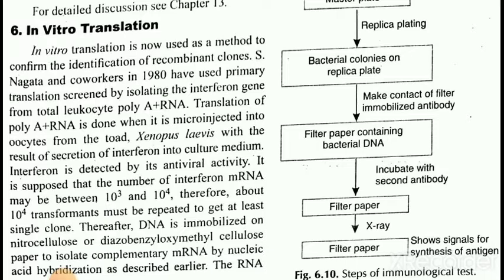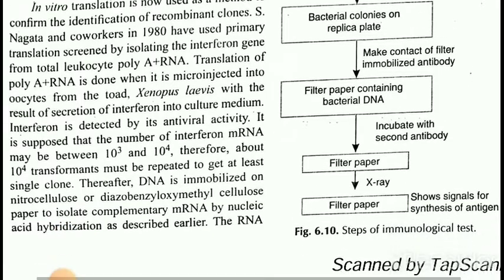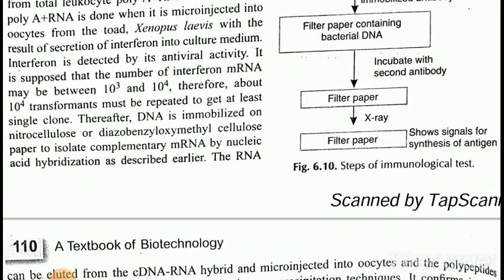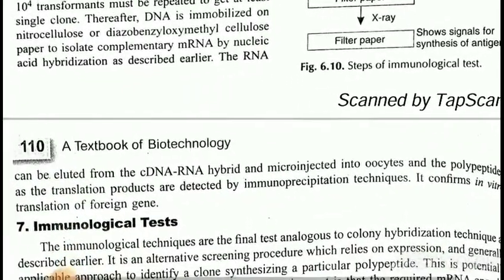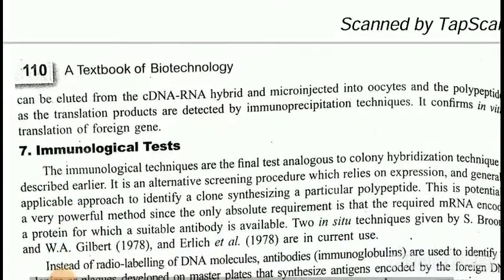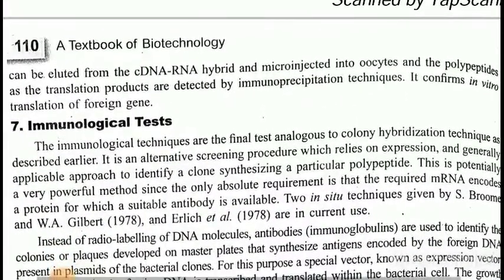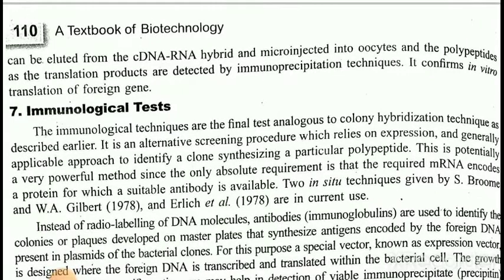It is supposed that the number of interferon mRNA may be between 10^3 and 10^4, therefore, about 10^4 transformants must be repeated to get at least single clone. Thereafter, DNA is immobilized on nitrocellulose or diazobenzyloxymethyl cellulose paper to isolate complementary mRNA by nucleic acid hybridization as described earlier. The RNA can be eluted from the cDNA-RNA hybrid and microinjected into oocytes and the polypeptides as the translation products are detected by immunoprecipitation techniques. It confirms in vitro translation of foreign gene.